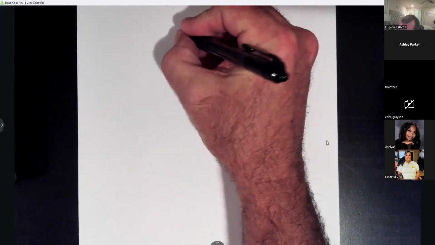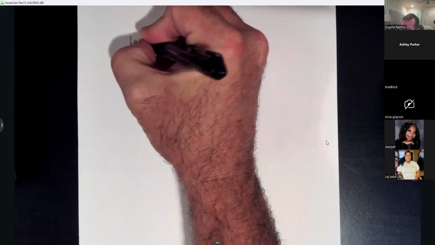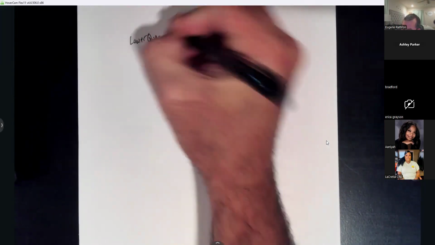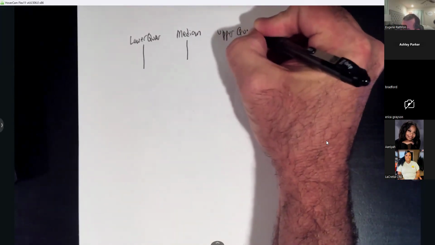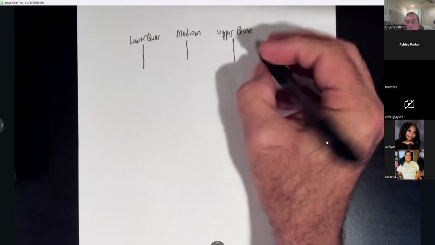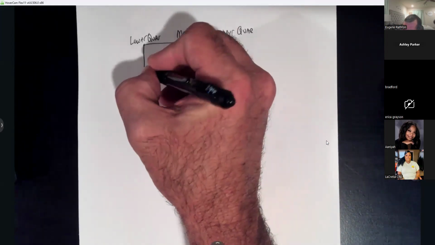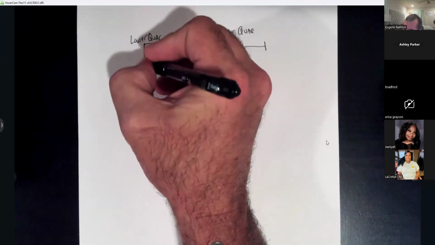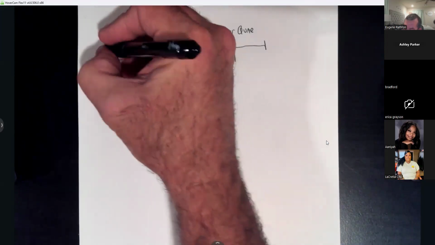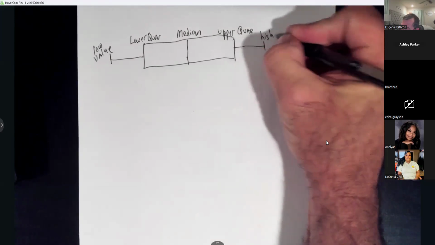So for the box plot, we need our median. That'll be the center. We need our lower quartile and our upper quartile. Now remember, and this will give us the shape of the box. And then from there, we need our whiskers. And remember, the whiskers are the low value and the high value.